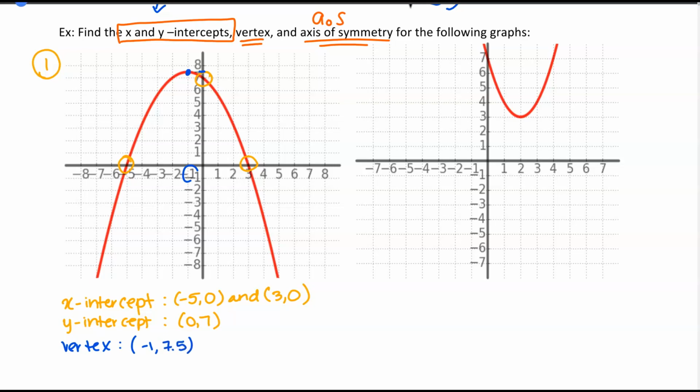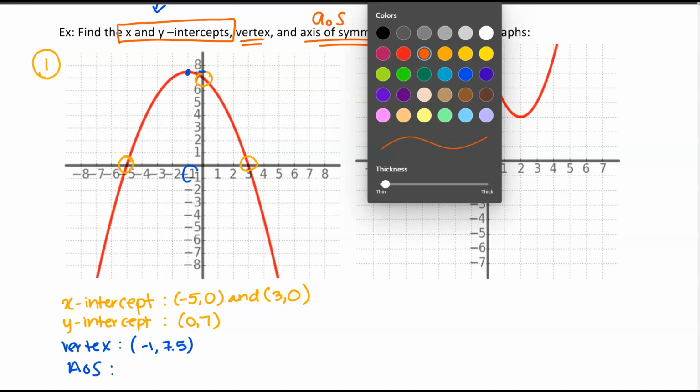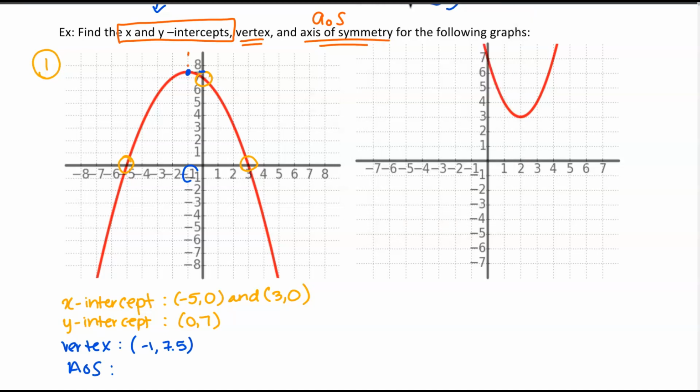The vertex also is going to tell me kind of where that axis of symmetry is at. That axis of symmetry, it depends, but for the most part, is always going to be on the x value of our vertex. So it's going to be x equals -1. That's going to be our axis of symmetry. Okay. Take a moment, pause this video, and try number 2 real quick.